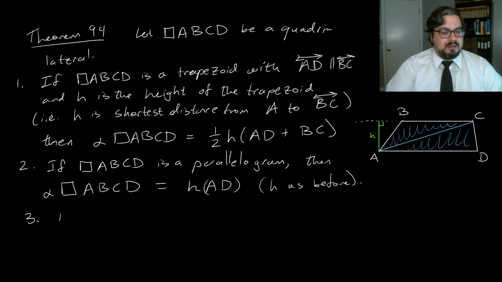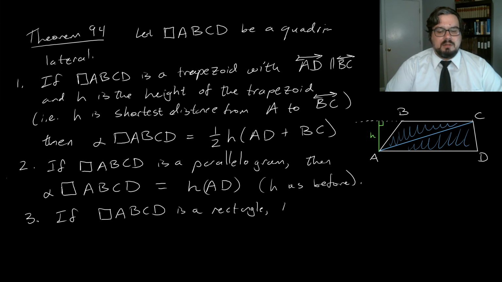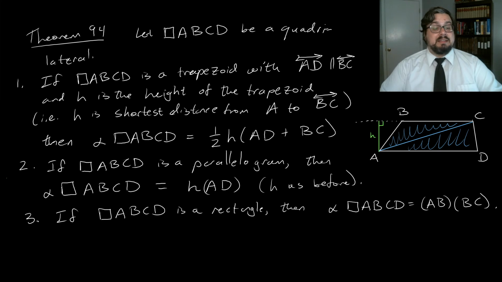And then, if quadrilateral ABCD is a rectangle, then the area of ABCD is equal to the length AB times the length BC. And the hint here is that every rectangle is a parallelogram, so you can in fact use part 2 in order to prove part 3.